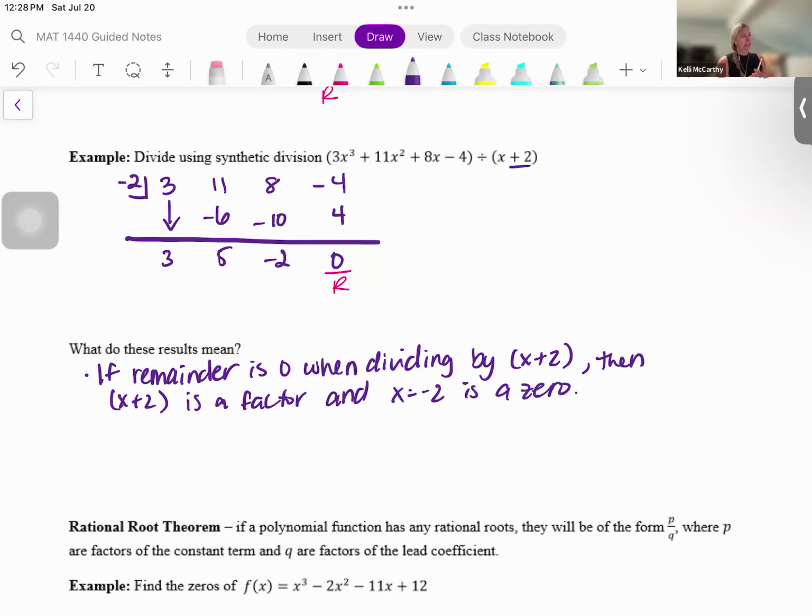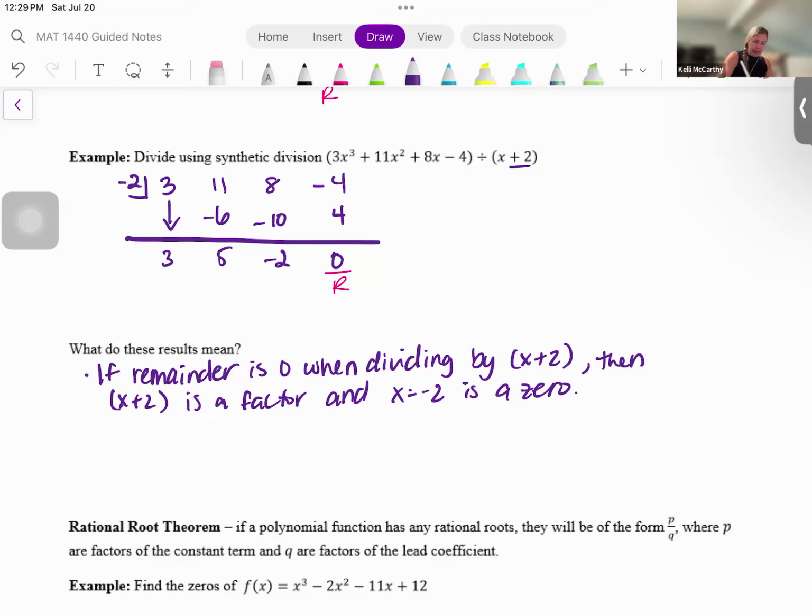So what I've summarized here is actually what we call the factor theorem. So that's something that you would have learned in college algebra. But basically, when we divide and we get a remainder of 0, that tells me that whatever we were dividing by is a factor and that it results in a 0 of that function.